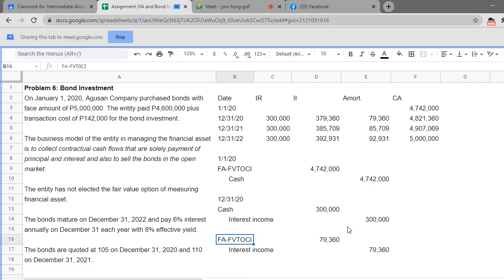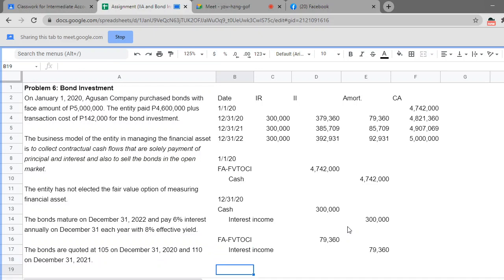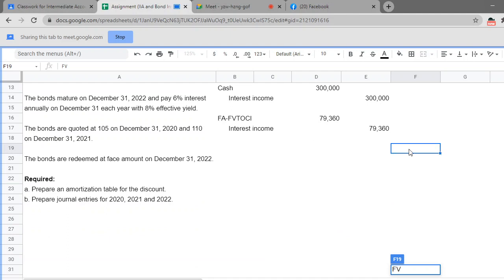Now, here. The bonds mature on December 31. Okay. Here it is. The bonds are quoted at 105 on December 31, 2020, and 110 on December 31, 2021. So we're still in 2020, so we use the 105. So, the fair value at 2020 is, there, 5 million times 105.